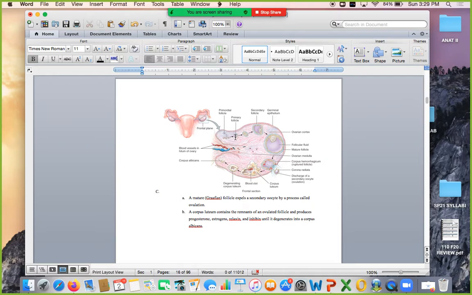From puberty on, one is going to be selected from each ovary, like alternating. So every ovary is going to do it every other month, unless we do it at the same time. Then we end up with fraternal twins. But I digress. Okay, so primordial becomes primary, becomes secondary, gets larger and larger.